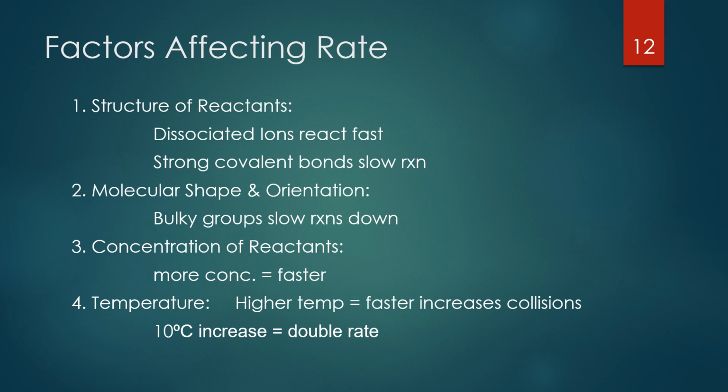Now we're going to look at some factors that affect rate, so that affect how fast the reaction happens. One of the factors is the structure of the reactants. If you have dissociated ions, they're going to react a lot faster than if you have two solids together.